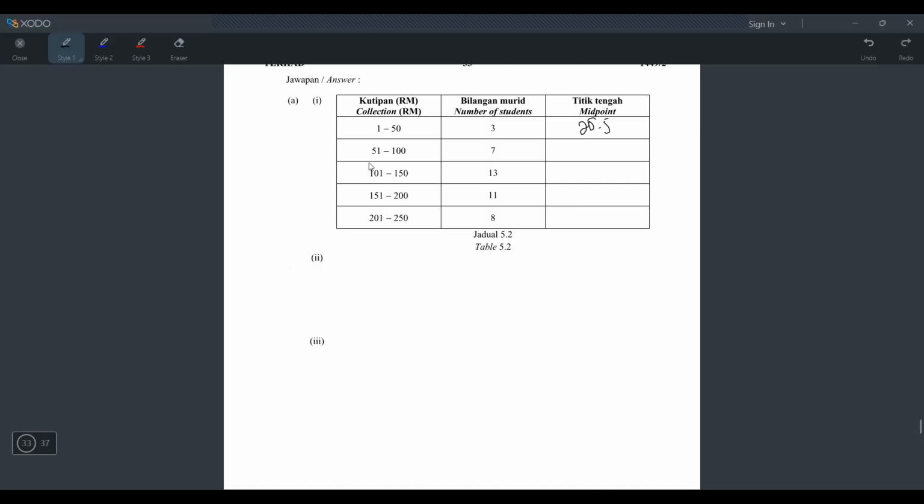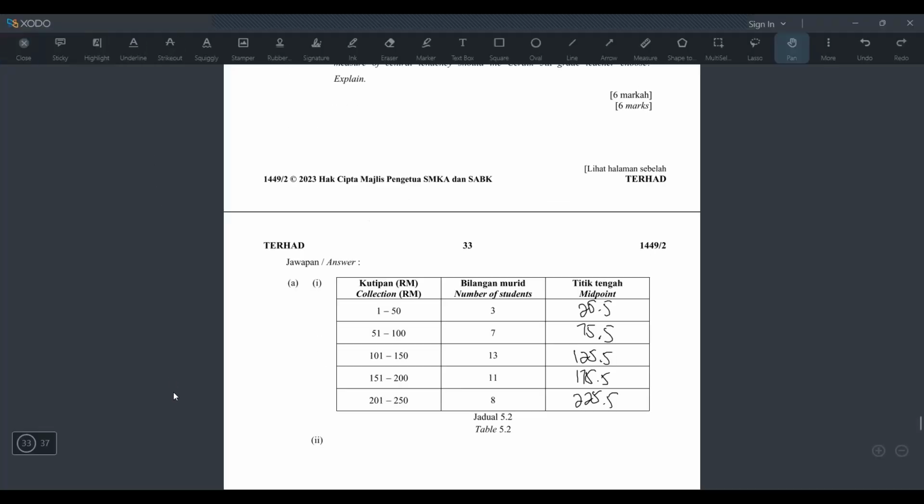And then how to find the midpoint for 51 to 100? So we press 51 plus 100 and then the answer divided by 2. 75.5. And then this will be, okay, plus 50, plus 50. So 125.5, plus 50, 175.5, plus 50, 225.5. Okay?